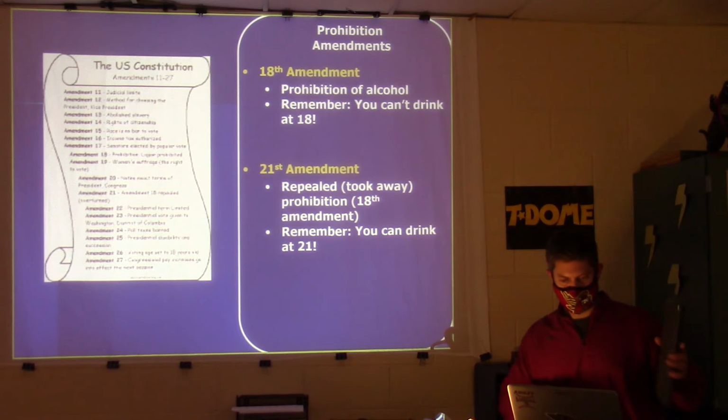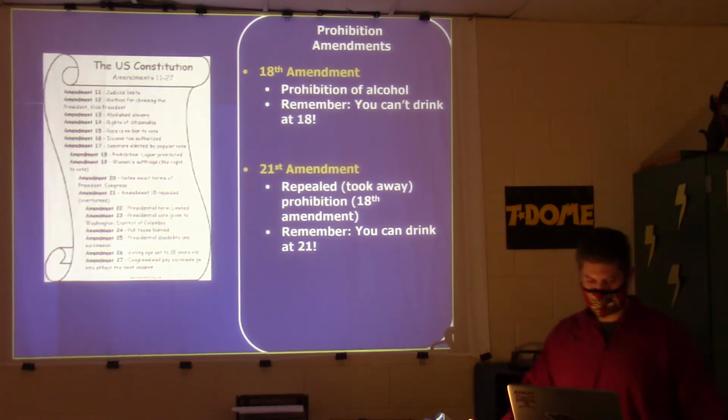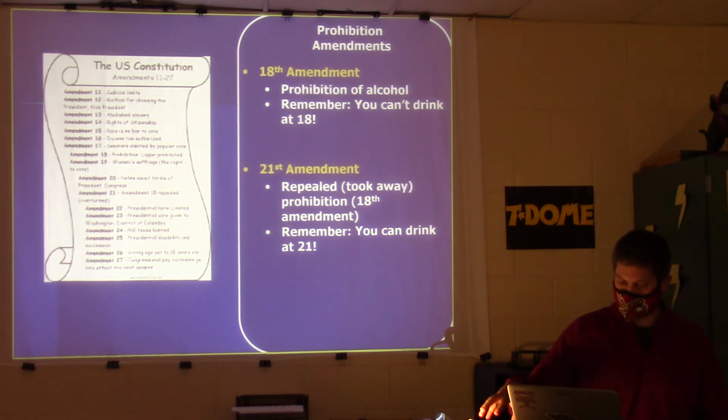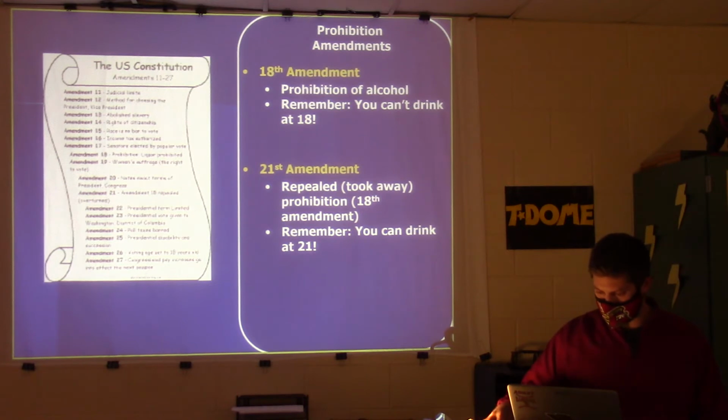Prohibition amendments. Here is our exit ticket for today. The 18th Amendment prohibited the use of alcohol in the United States. So you can't drink at 18, even though you used to be able to. I remember the Prohibition amendments by the drinking ages. You used to be able to drink at 18, not anymore. And now you can drink at 21.